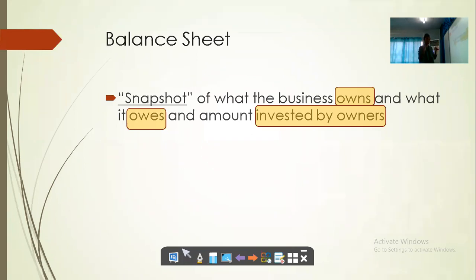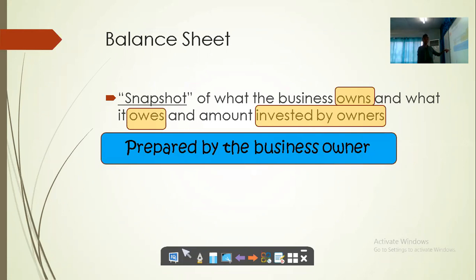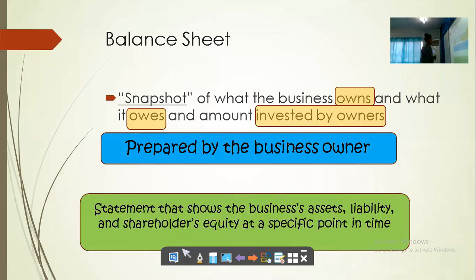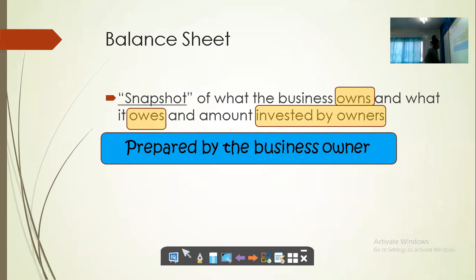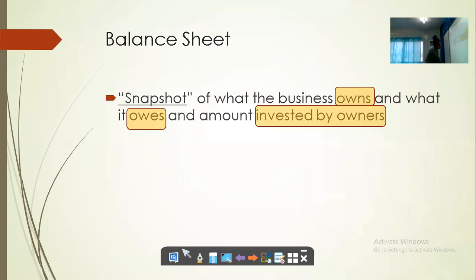It is a statement for a particular period. Mute yourself, guys. The document is prepared by the business owner, and it shows business assets, business liabilities, and business shareholders' equity, owner's equity.